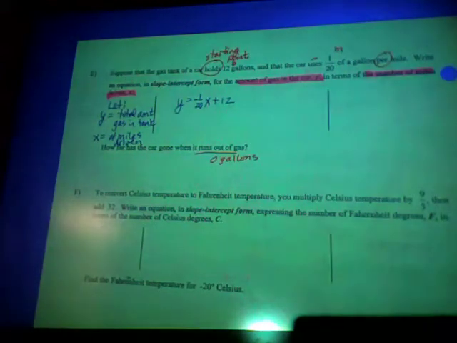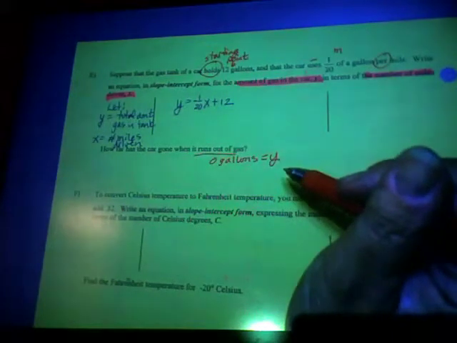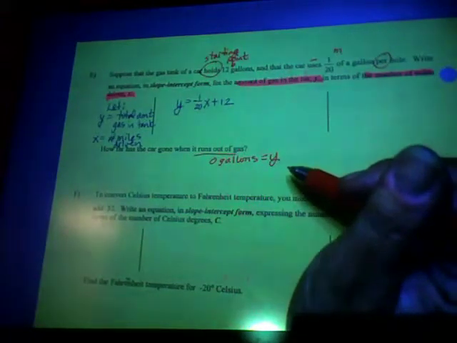Then it goes on to ask me a question down below. How far has the car gone when it runs out of gas? This is a different question. When the car runs out of gas, how much is in the tank? 0 gallons, right? Is that X or is that Y? X is your number of miles driven. So they're actually telling you Y. They're telling you that you have 0 gallons in your tank. They want to know how far you can drive until you have no gas. So we're going to replace Y with 0.